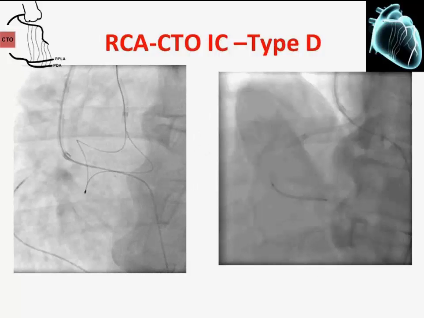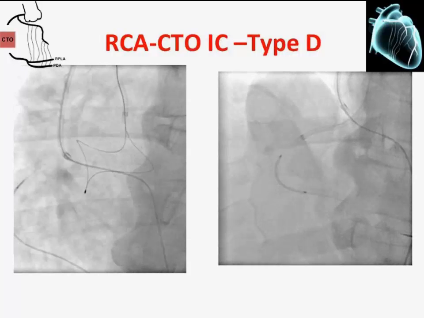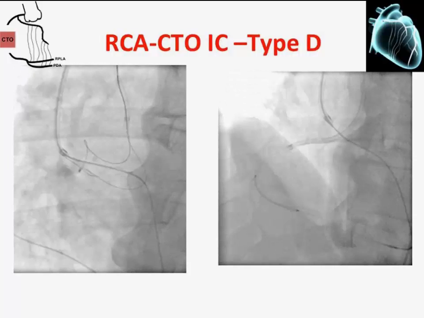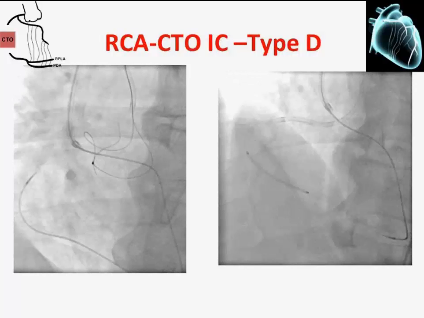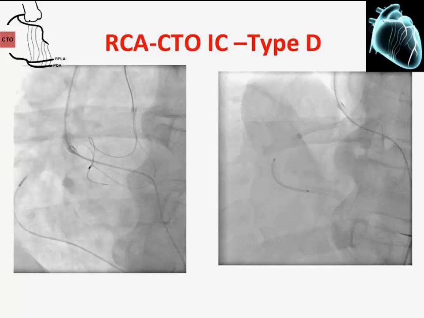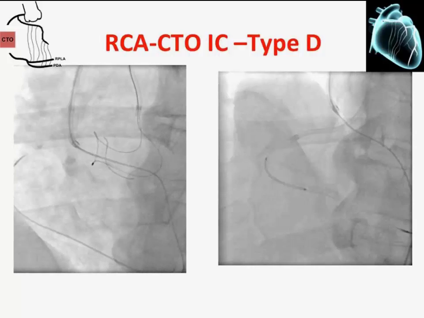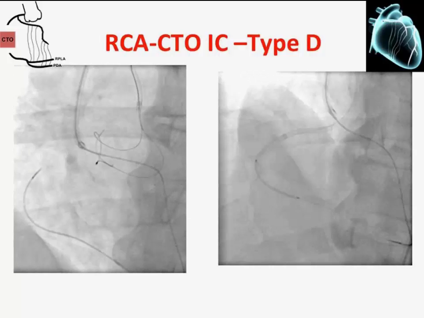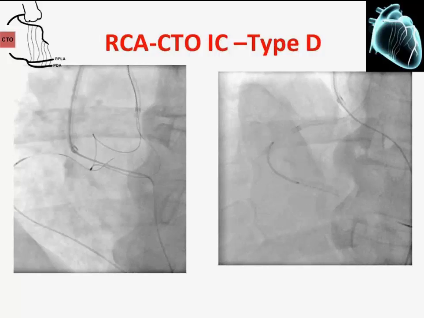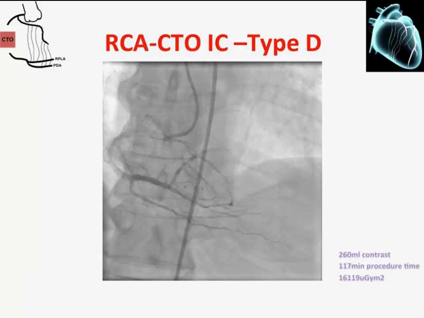And finally, I couldn't bring the Corsair completely up. So what I had to do is snare this wire, and so I have now a ping pong, because I did not have enough backup for making the procedure with one guide. I had a 7 French guide, and the second was a 6 French, and then I could complete this case.